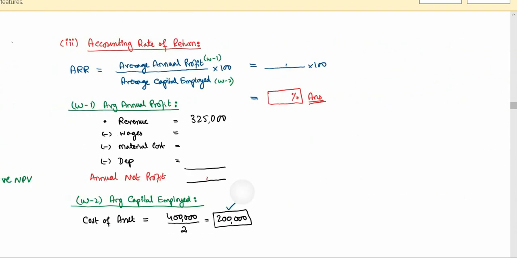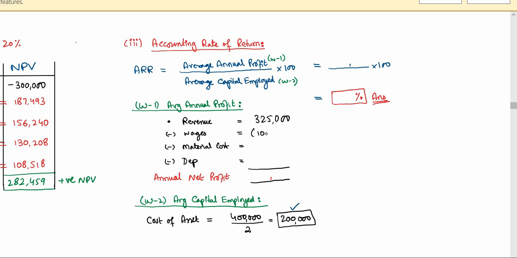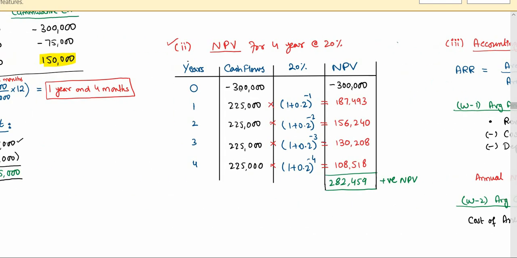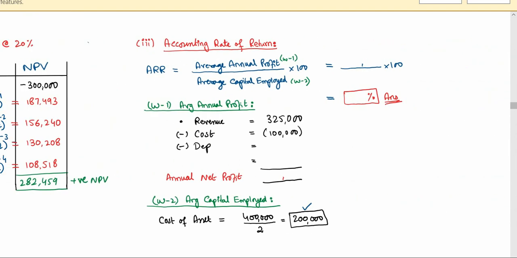So that is the cost. And now depreciation. So revenue less cost, less depreciation. Again, the depreciation is for 4 years. What is the cost of asset? 300,000. So 300,000 divided by 4. What is the depreciation amount?